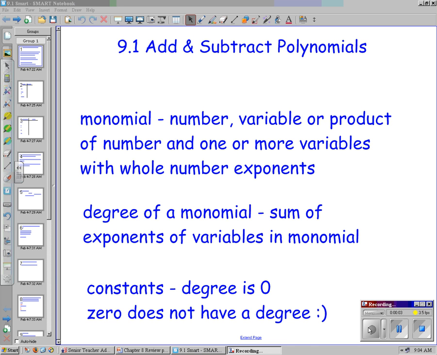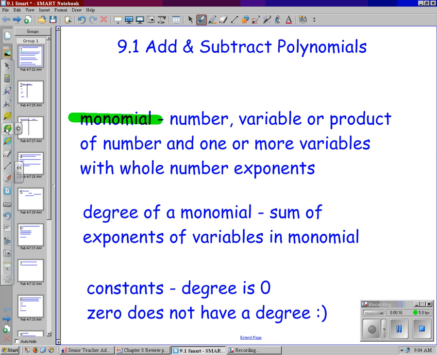Section 9.1, we're going to add and subtract polynomials today. But the first thing, you have a bunch of vocabulary that you need to know. Our first word up here is monomial. You all know the word mono means one. So a monomial is talking about one term.